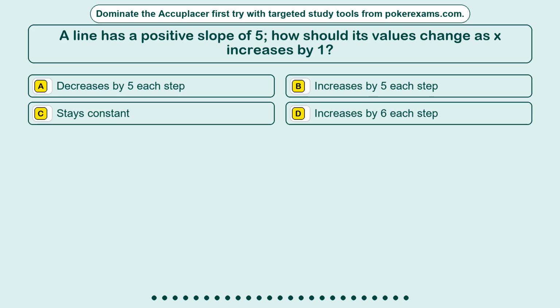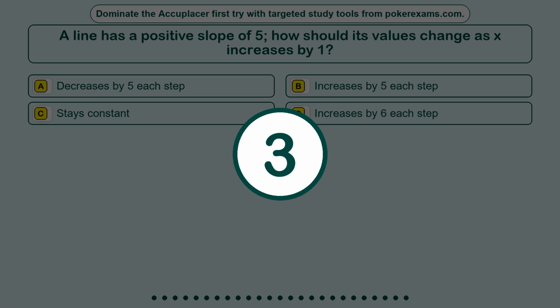Question 11. A line has a positive slope of 5. How should its values change as x increases by 1? Option A, decreases by 5 each step. Option B, increases by 5 each step. Option C, stays constant. Option D, increases by 6 each step.